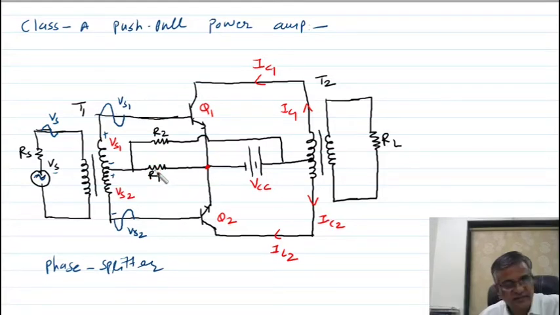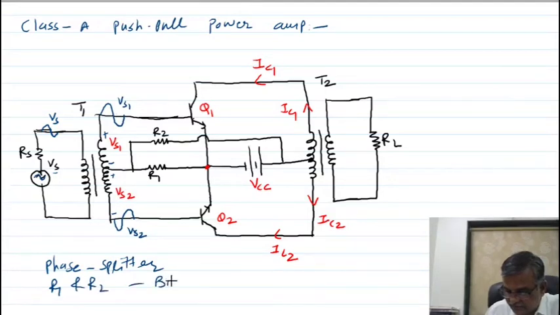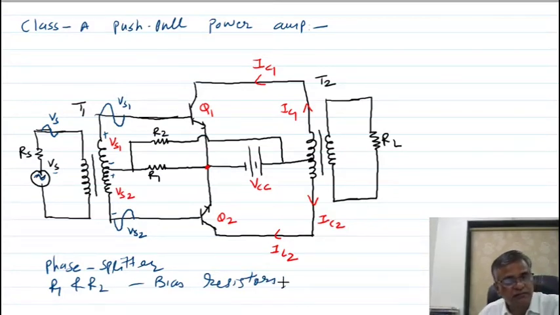Let us come here now. R1 R2 is known as a bias resistor. It provides proper bias to the transistors Q1 and Q2. As a result, the transistor is operated in class A operation. Listen carefully. R1 and R2 are selected in such a way that both the transistors are operated in class A mode.